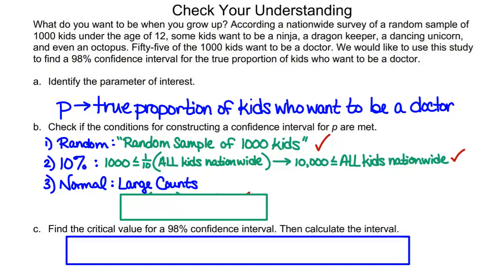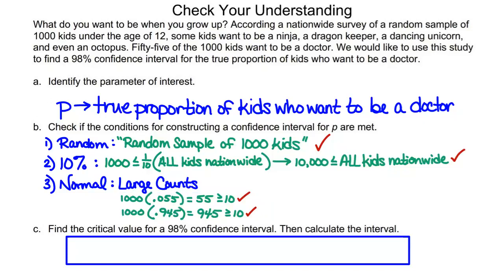We have to do N times, can we do N times P here? We don't know P, so we have to do N times P hat. What is P hat on this one? 0.055, because it said 55 out of those 1,000 kids said they wanted to be a doctor. So we do 1,000 times 0.055 and 1,000 times 0.945. That's 1 minus P hat. We get 2 numbers that are bigger than 10, so we're good to move on.